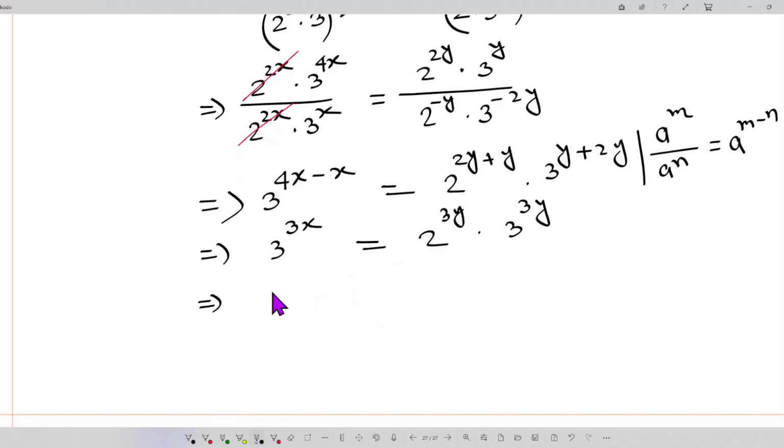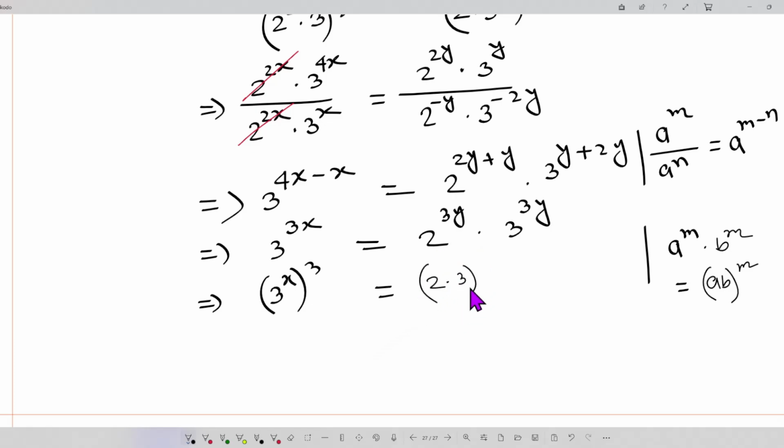Now look, here is 3 to the power x to the power 3, right? And here is 2 to the power 3y times 3 to the power 3y. Look, if a to the power m times b to the power m, we can write not like this. Suppose a to the power m times b to the power m, this one we can write ab to the power m because the power is the same. Same thing, 2 times 3 to the power 3y we can write.